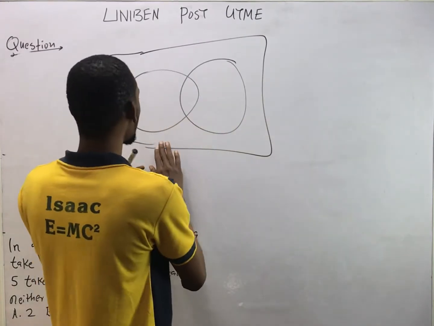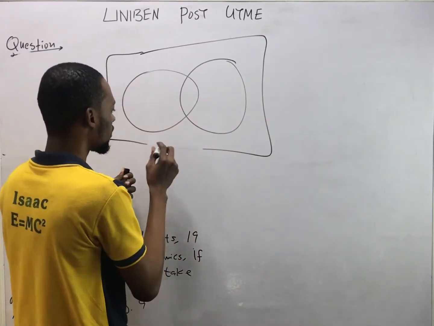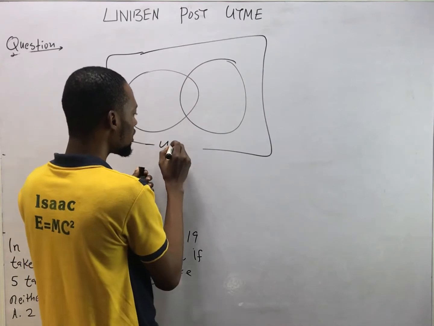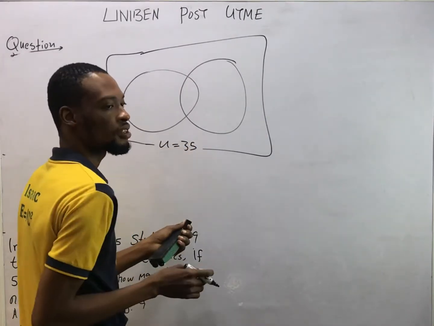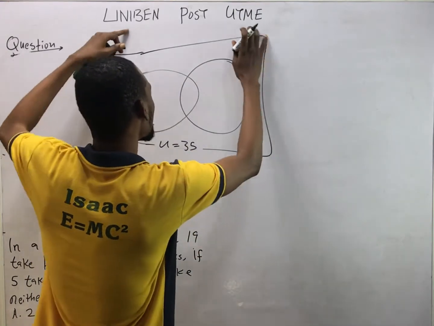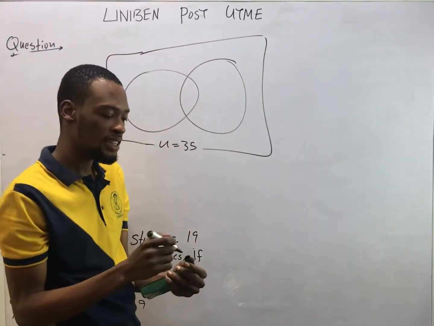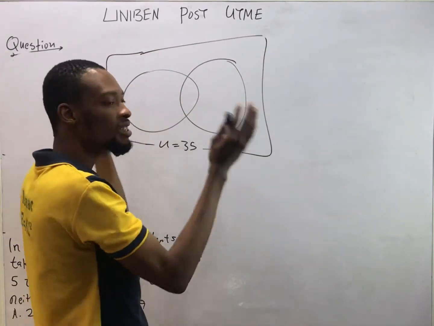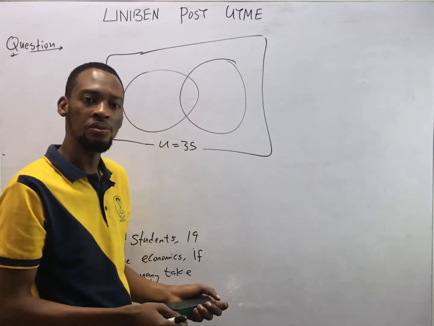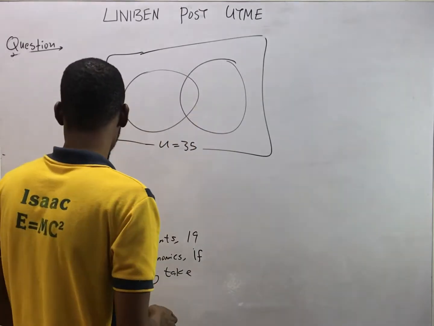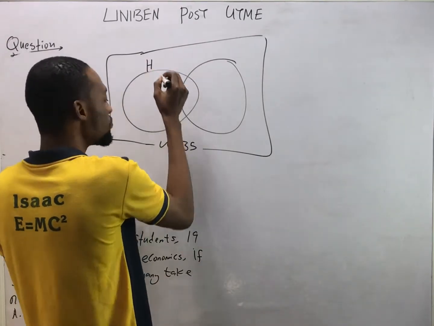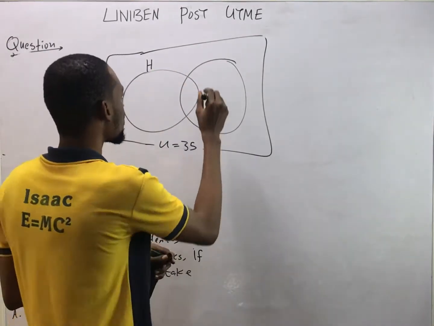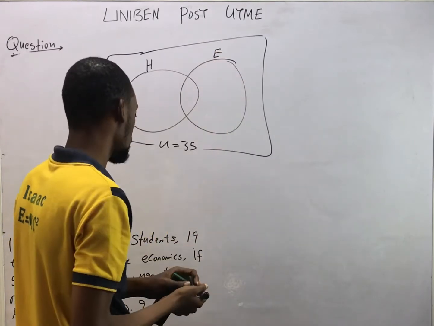So in this Venn diagram, this is the universal set U, also called E. It contains everything, so that's 35. Everything here is 35. That's the universal set. It contains everything in the other two sets. And this first set is for history. Let's call history H, and the second set is for economics.